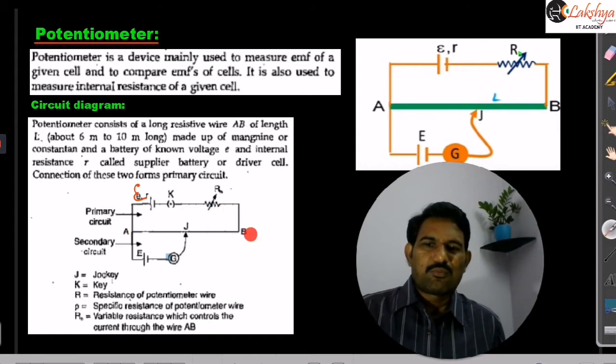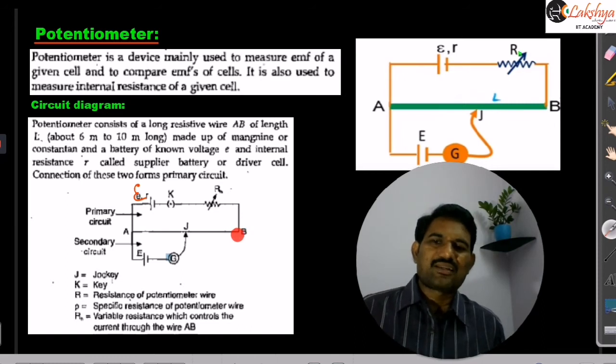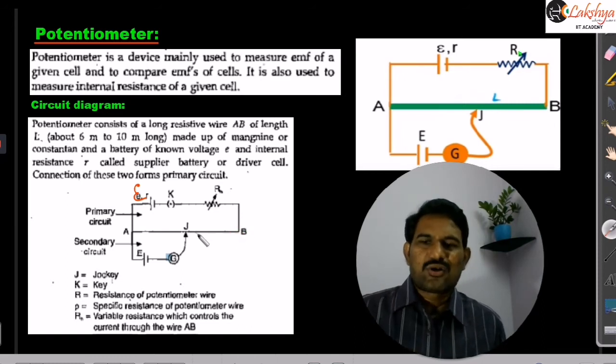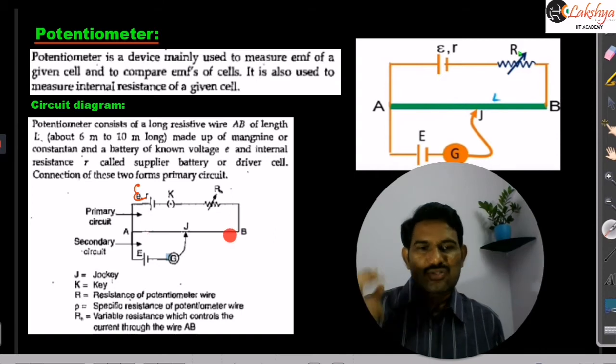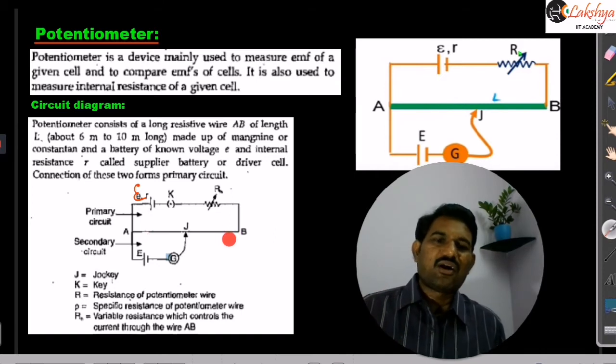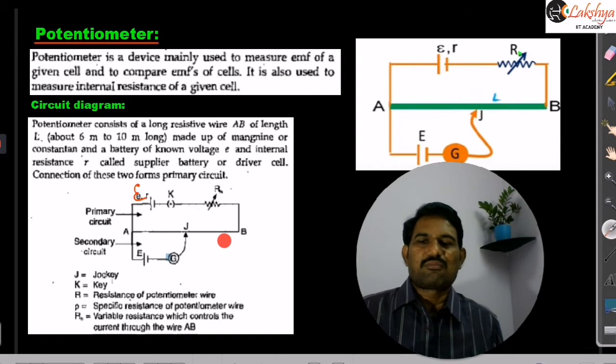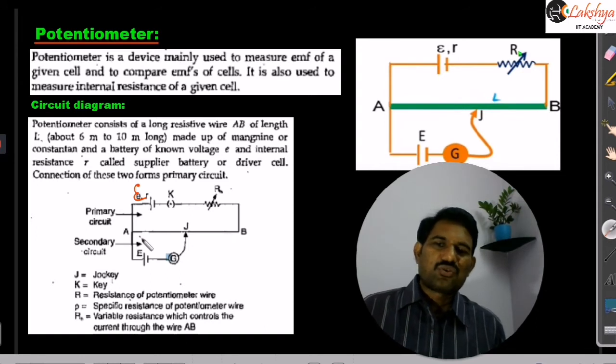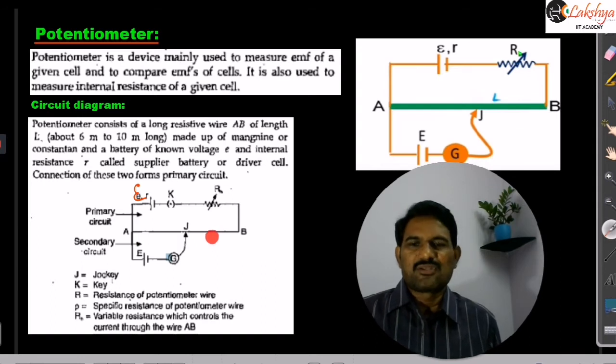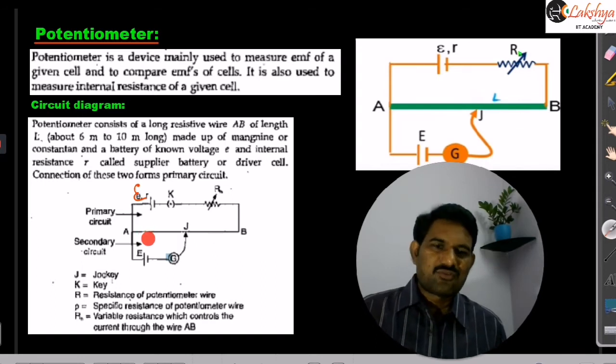So as we discussed in the meter bridge, this wire is also made up of materials like constantan or manganin, because of the same reason, because their alpha is very small. For constantan or manganin, the alpha value is very small, so that their resistance does not change by a large amount due to the variation of the temperatures. Because of that reason, we use such materials here.